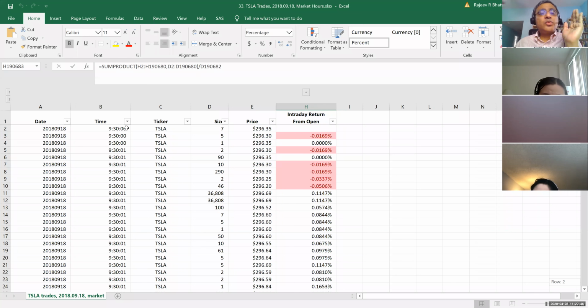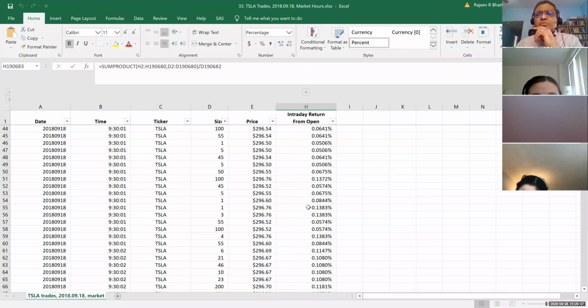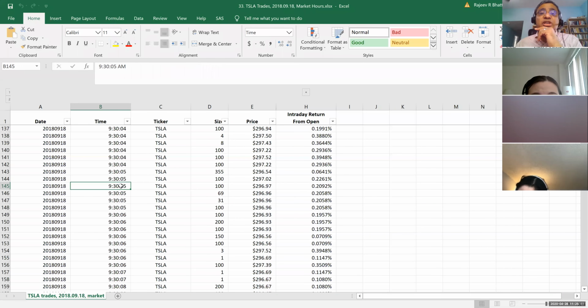So we go along from 9:30, when the market's open, and you see the different kinds of returns. I've done conditional formatting: negative returns are plotted in red. That's what this spreadsheet is showing. You can see it's pretty much positive, but small returns all the way. We see all of these going on.